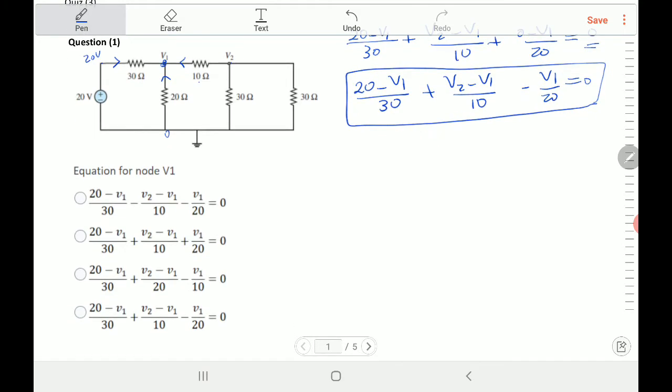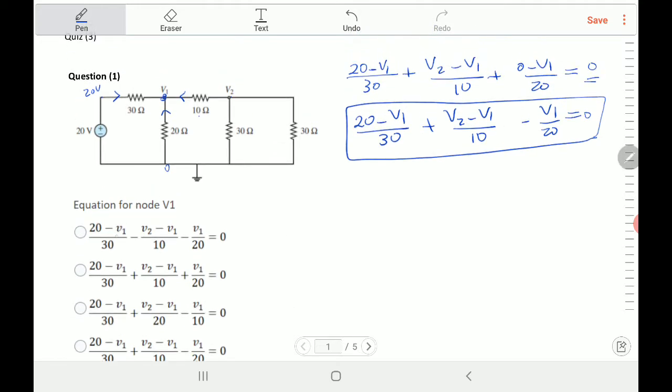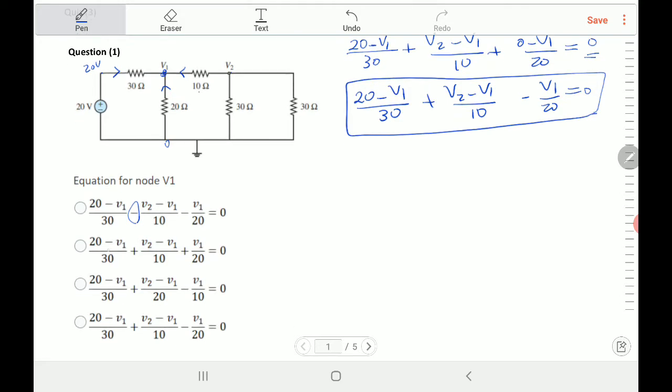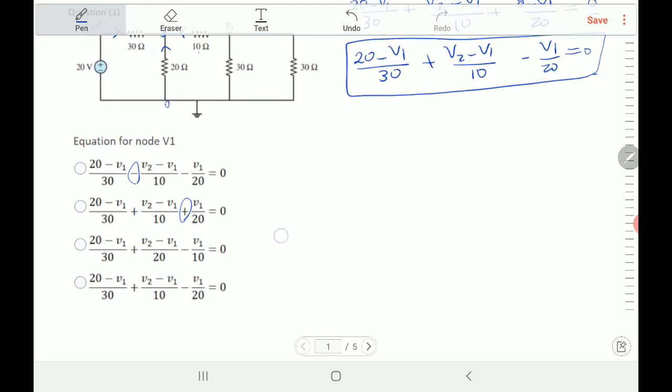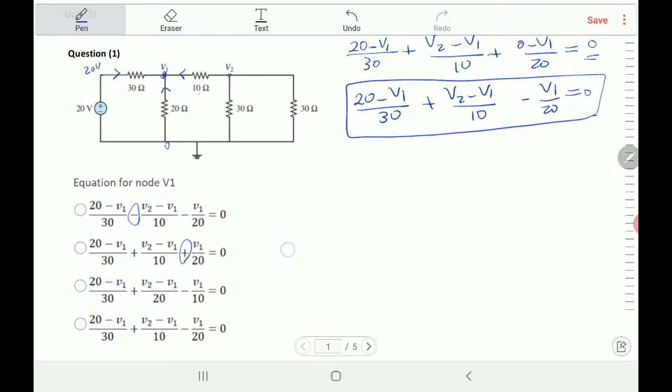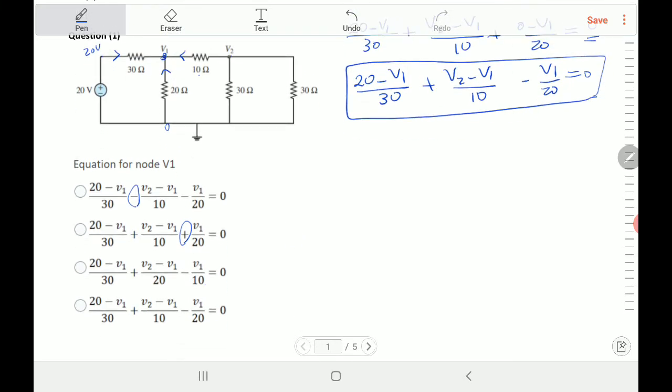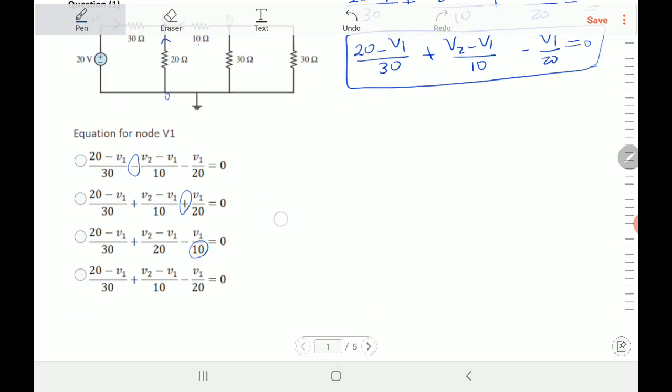So we'll go there. The first term is similar, but you have a negative sign, so it's not the right one. Second one, the first term is the same, the second term is exactly the same, but the third term is positive, this is negative. Let's go over the third one, (20 minus V1) over 30, that's right, the first term, the second term is right. The third term is, oh no, it's wrong, because this is 10, this should be 20. Let's find the last one. The first term is right, the second, the third, so that will be the answer. This one will be the right answer.